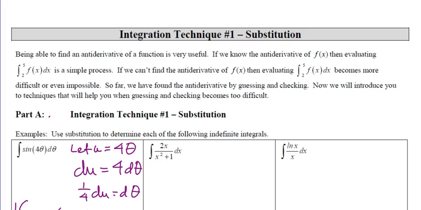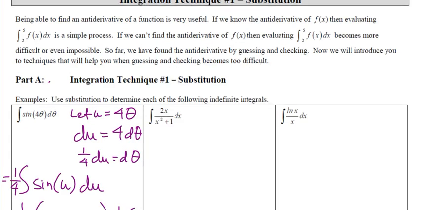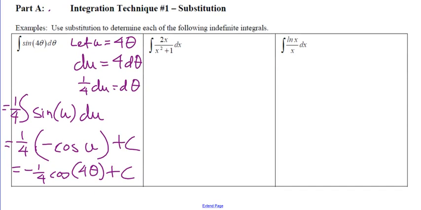Integration technique number one, substitution. It's just easier if we have some methods, and we're going to use substitution here. In the first one, we replace the 4 theta. We let u equal 4 theta. Take the derivative of both sides, get du is 4 d theta. Solving for d theta, we get 1/4 du. So we replace d theta with 1/4, which we can move out front as a constant, du, and the 4 theta with the u. Do the integral, remember plus c, and then substitute back for the u, the 4 theta.